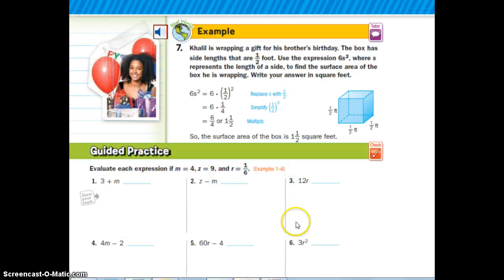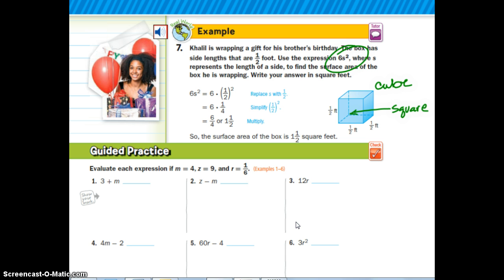Turn the page. Khalil is wrapping a gift for his brother's birthday. The box has a side length of 1/2 foot. Use the expression 6 side squared, where s represents the length of a side, to find the surface area of the box he is wrapping. Write your answer in feet squared. So the one thing I do know about this is that it's a cube, and this face is a square, and that's where you come up with a formula, 6 side squared.